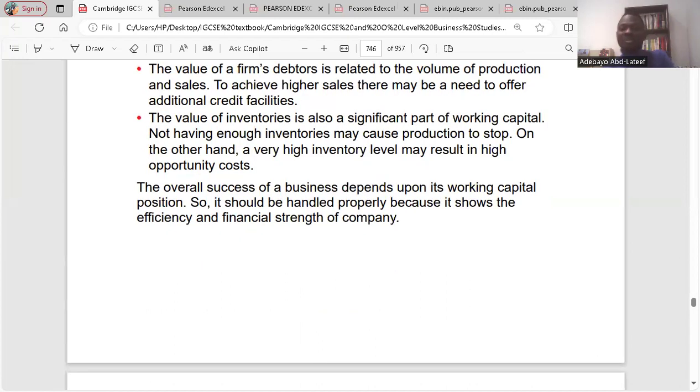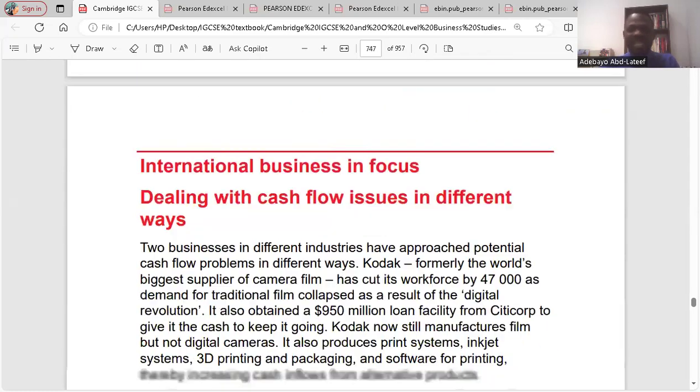So the overall success of a business depends upon its working capital position. It should be handled properly because it shows the efficiency and financial strength of a company. The efficiency of a company is dependent on your working capital, because with your working capital, your stocks are intact. With your working capital, you can pay your employees, your debtors, your creditors. And with all these, you're going to have a good reputation as a business. That's why it's the lifeblood of the business. So that ends the chapter.